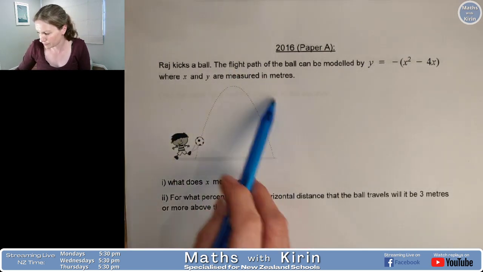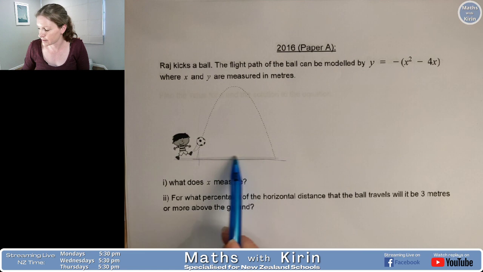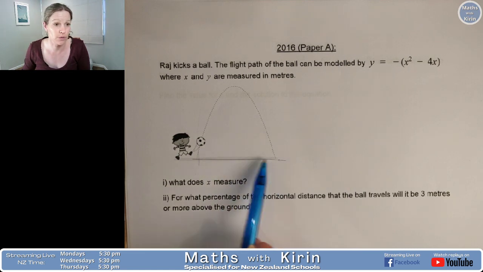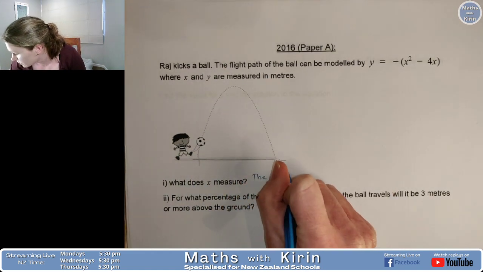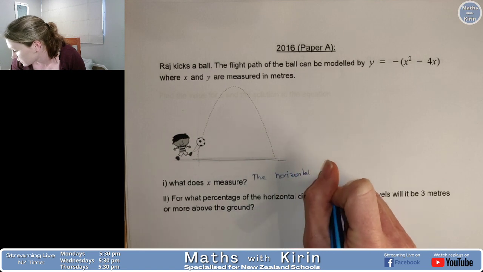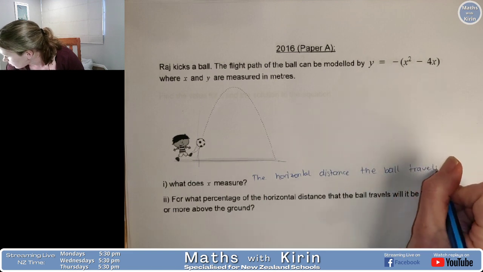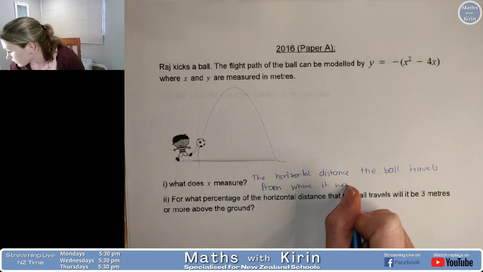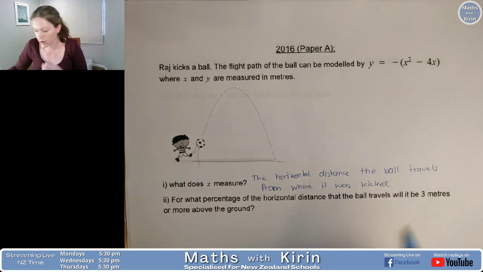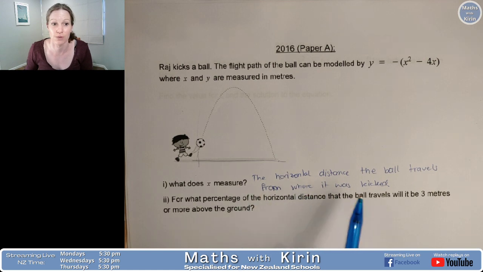So they've given you this diagram. So we've got our y-axis and our x-axis. So x is the horizontal distance that the ball travels from where it was kicked. Okay, so that's an achieved question. You need to identify what x is, but you need to make sure you do it in context. So we're talking about that horizontal distance that the ball travels from where it was kicked.